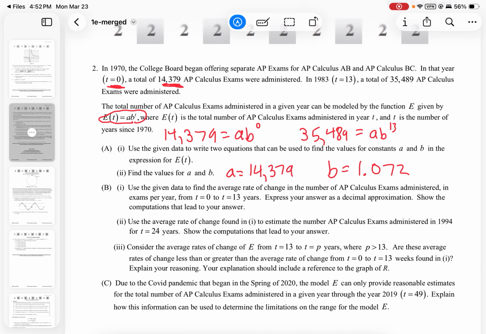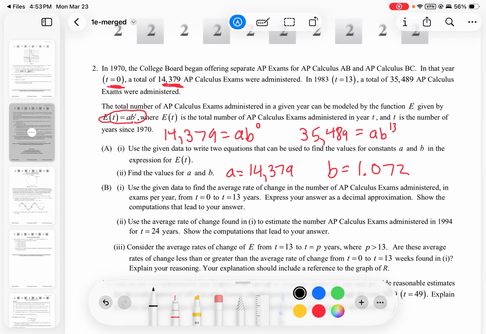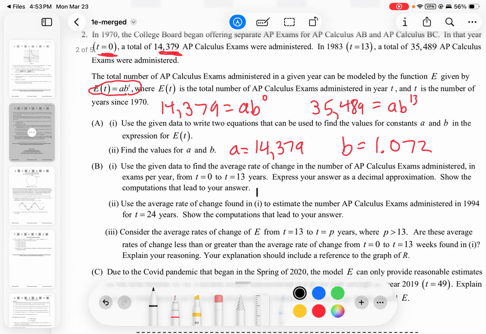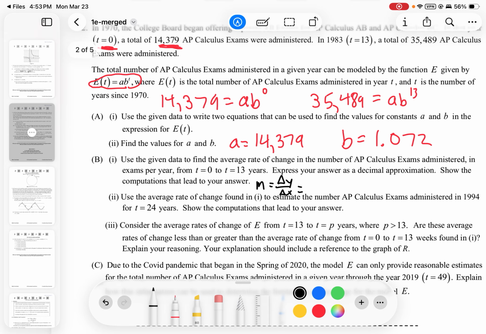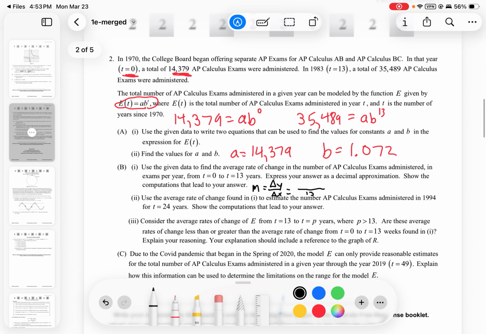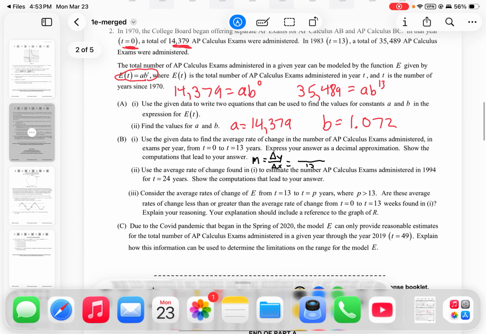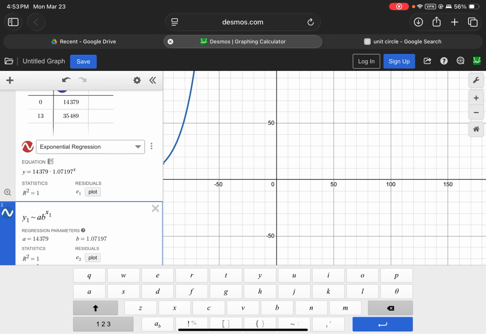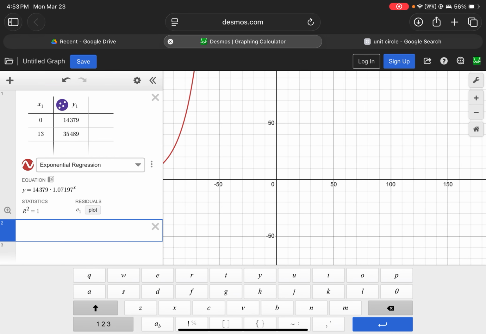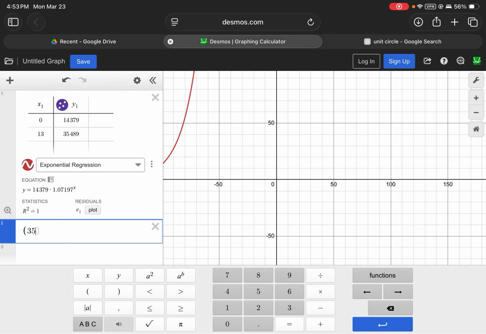Part B of FRQ2 is always going to ask you about average rate of change. Remember, the average rate of change is just going to be equal to the change in Y over the change in X. So I'm just going to use my calculator. Well, obviously I know 13 years went by. But what was the change in Y? So I'm going to need a calculator for that. Watch how I do this. I'm just going to put it in parentheses because I know I'm about to divide the answer.